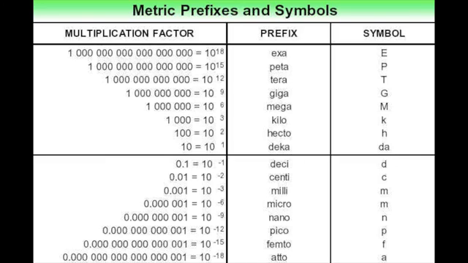It also goes in the other direction, and that would be in fractional. So if you go a tenth, it's going to be a decimeter. If you go a hundredth, it's going to be centimeter, then millimeter, then micrometer, then nanometer, and then picometer, and so on and so forth.